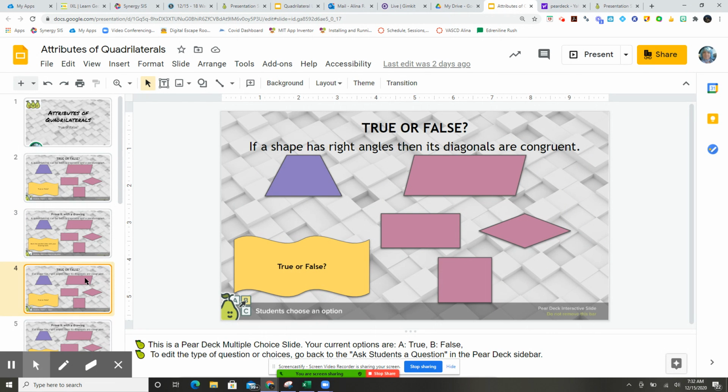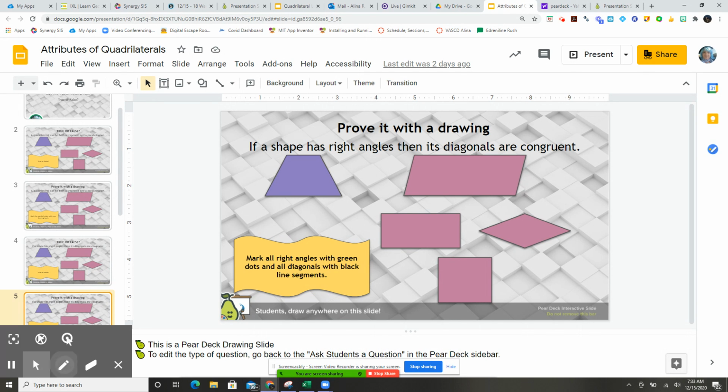So what about slide 4? If a shape has a right angle, then the diagonals are congruent. So if we go to slide 5, so you can write on it, if a shape has right angles, then the diagonals are congruent. Which two shapes have right angles? Absolutely, the rectangle and the square. So let's draw those little right angle marks in there on the rectangle and the square.